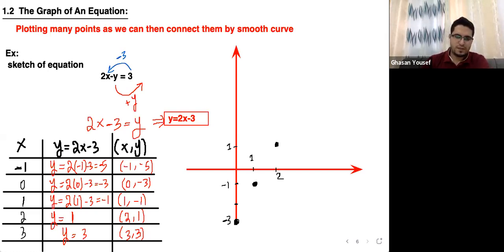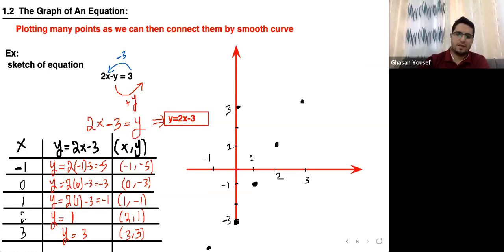Now the next point is 3 and 3. So this is 1, 2, and 3 here, and the point 3 and 3 will be around here. And for the negative, at -1, y is -5. So this is my -1, and -5 goes down more and more, around here.